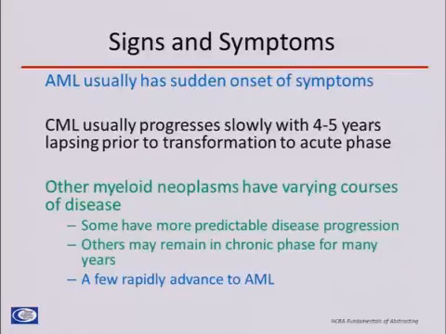Acute myeloid leukemia usually has a sudden onset because it's acute. CML, a lot of times, will progress very slowly. It might take 10 years for it to transform to acute phase. But frequently the CMLs will eventually get to acute. Some of them are really unpredictable in their progression or transformation.